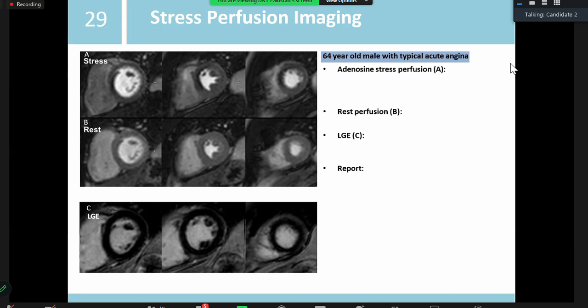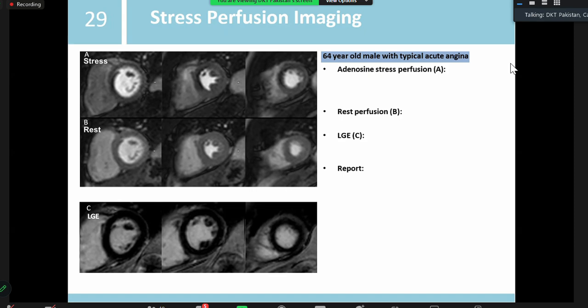There is a signal abnormality along the inferior and lateral walls in the stress image on the apical and mid myocardial images, and this could represent cardiac ischemia or edema, and in my routine practice I would look at other sequences, particularly the late gadolinium.